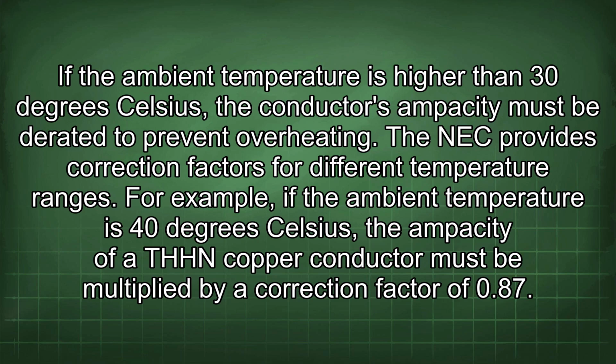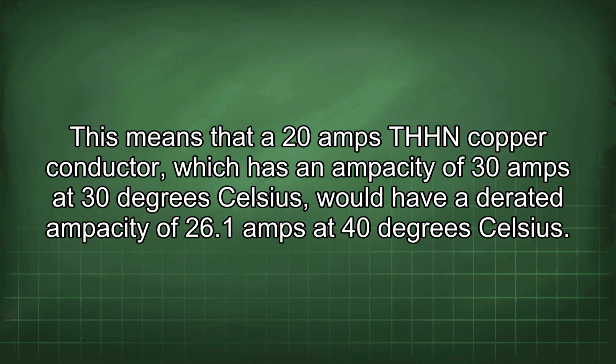For example, if the ambient temperature is 40 degrees Celsius, the ampacity of a THHN copper conductor must be multiplied by a correction factor of 0.87. This means that a 20 amp THHN copper conductor, which has an ampacity of 30 amps at 30 degrees Celsius, would have a derated ampacity of 26.1 amps at 40 degrees Celsius.